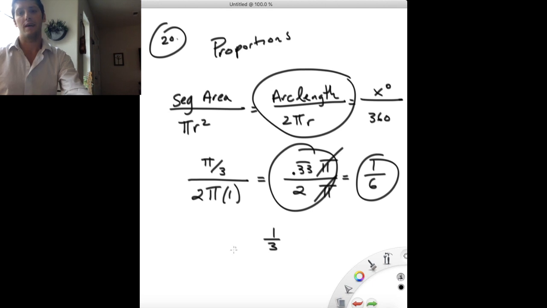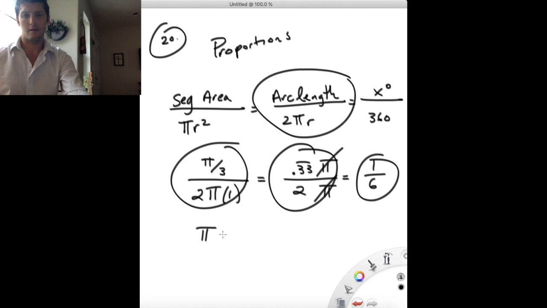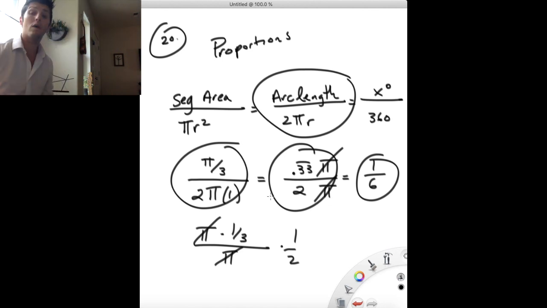Right? So let me rewrite that. I could have written this part as pi times 1/3 divided by pi and times 1/2. Maybe that's more confusing. I don't know. 1/3 times 1/2 is 1/6.